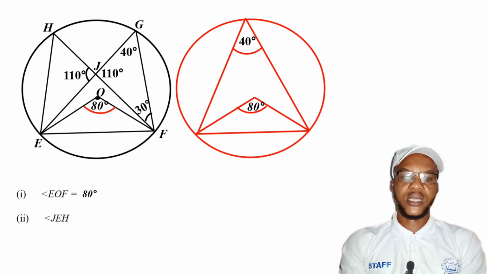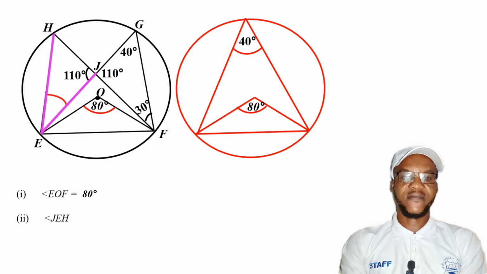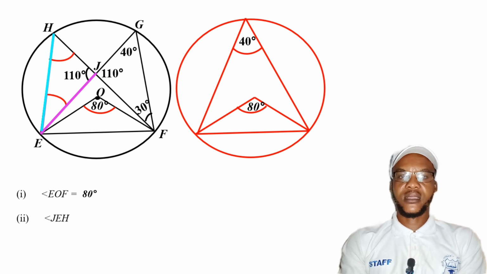Now let's look at question 2, that is angle JEH. So what angle is that? Let's identify that one as well. So this is the particular angle we are talking about. And how do we get that as well? Once we have that one, then we can talk about triangle EHG or JEH. Then we find the sum.